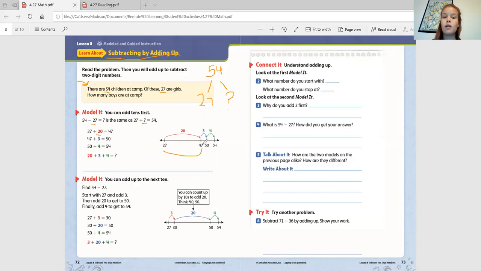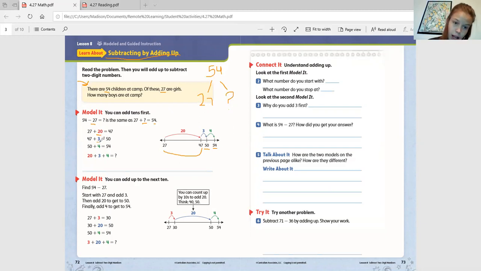And then from 47, to make a friendly number, we're just going to add 3 to get us up to 50. And then we're not at our whole number yet because we need to add up 4 to get up to 54. So this has us jumping the tens first and then adding up in smaller amounts.